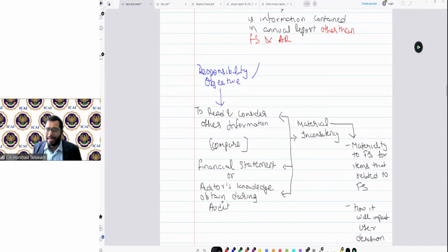Clear, Namrata? Any further doubt on this? Any doubt?